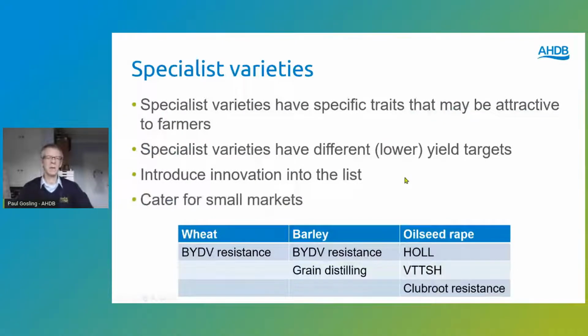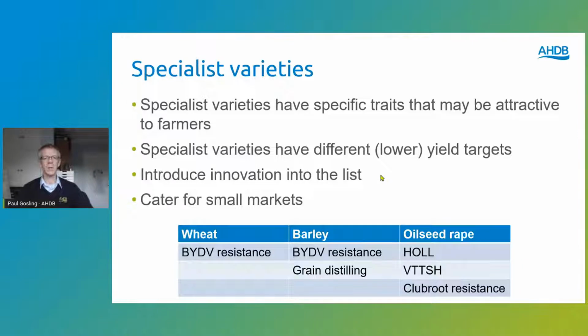The other way varieties can get recommended if their yields are lower is if they're specialist varieties. We have these specialist categories which provide specialist traits which can be attractive to farmers for certain reasons. Specialist varieties have different yield targets and they're always lower than the main yield target. Why do we have specialist categories? Well, two main reasons. One is to introduce innovation into the list. And a good example of that is turnip yellows virus resistance in oilseed rape. The first varieties to have that trait were lower yielding than the elite varieties, but we wanted to have it on the list. And so we produced a specialist category for turnip yellows virus resistance.